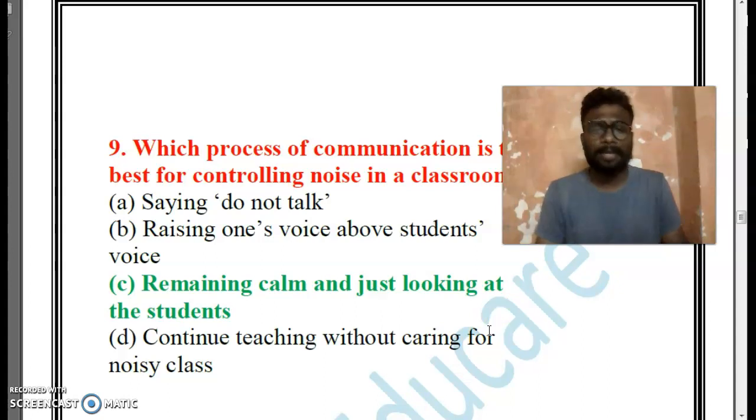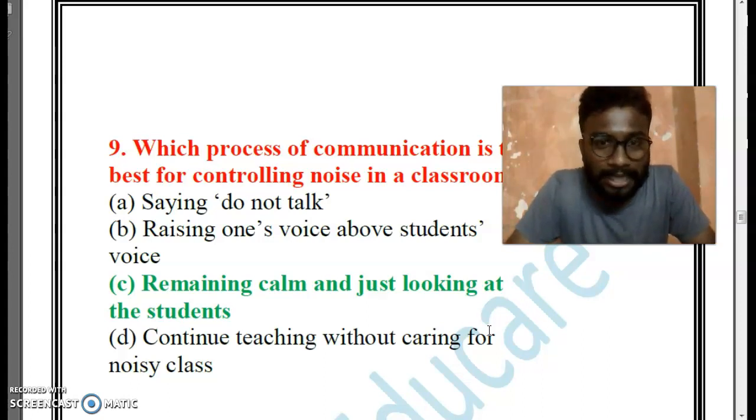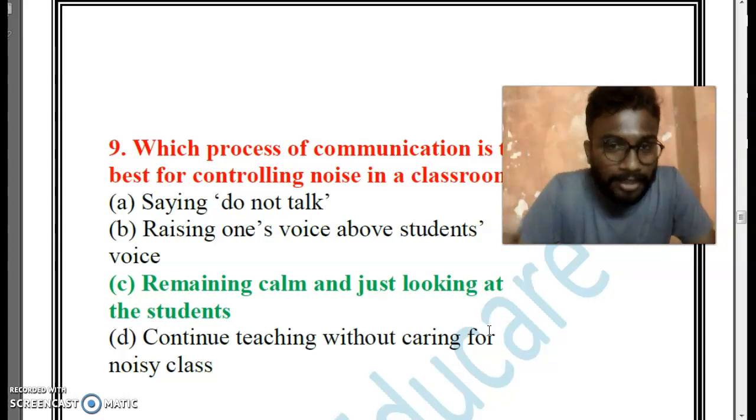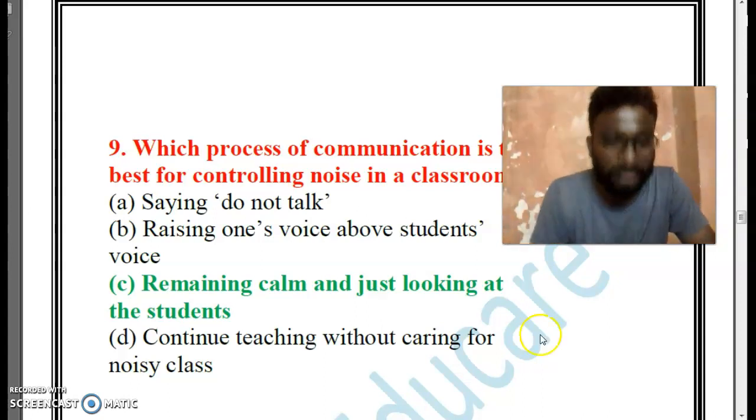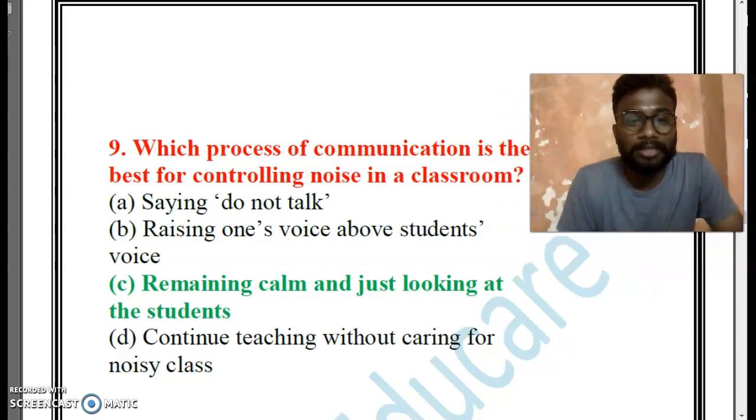Otherwise, the people will be speaking more and more. People will continuously be speaking, making noise and all. If the teacher suddenly stops speaking, then automatically their attention towards the teacher increases. Their attention and focus towards the teacher will be raised, right? Isn't it? So automatically it will get calm. So it is the best process of communication.